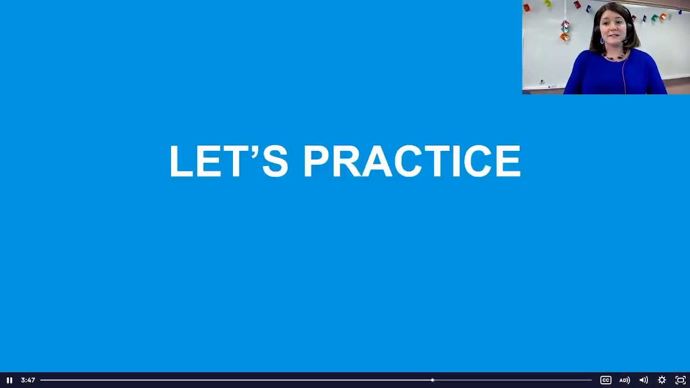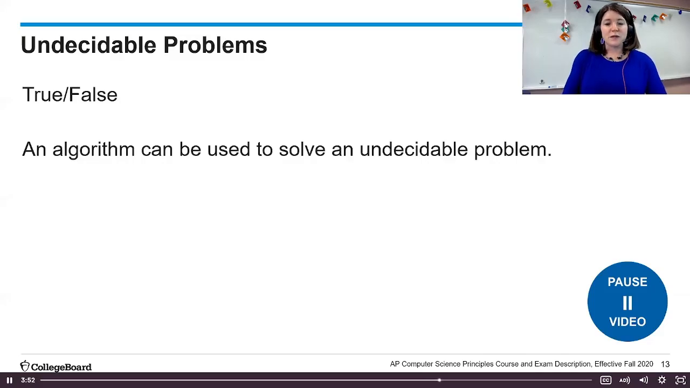So let's practice. Let's take a look at a couple of questions. Here's our first question. If you'd like to pause the video before I go over the answer, you can do that now. So, true or false? An algorithm can be used to solve an undecidable problem. The answer is false. If the problem is undecidable, then there is no algorithm which will come to a yes/no answer for all inputs.